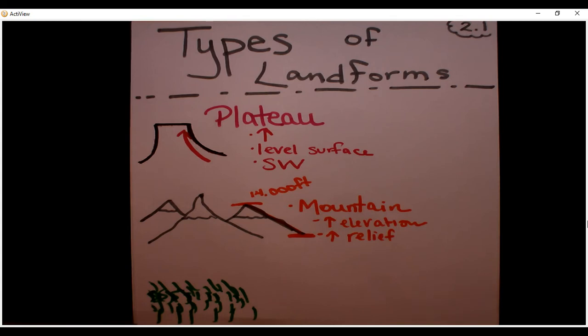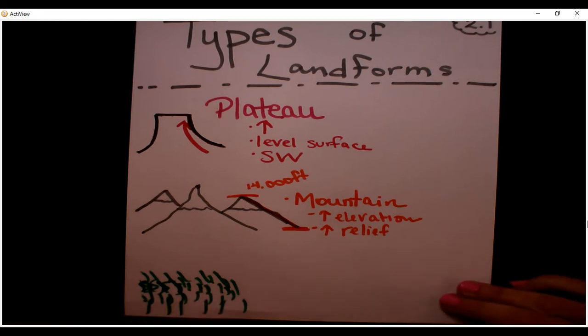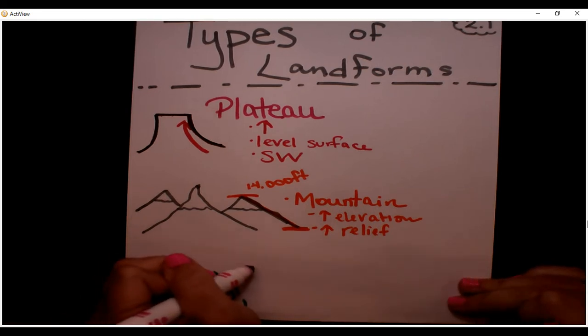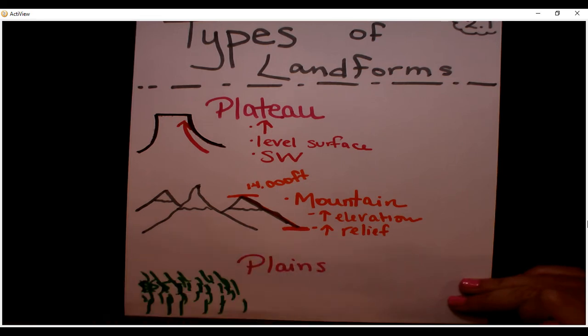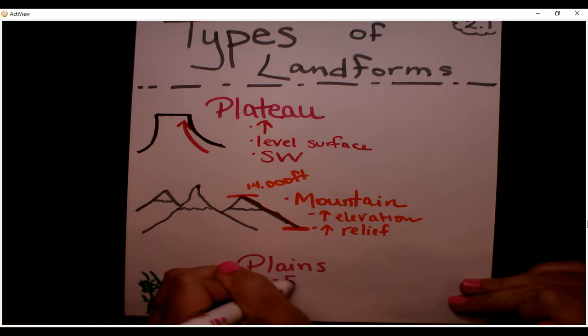The third structure that we have is the plains. We can also call these the grasslands. This is where we live. Plains are typically very flat.